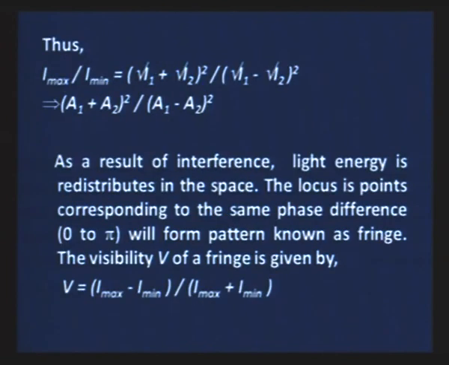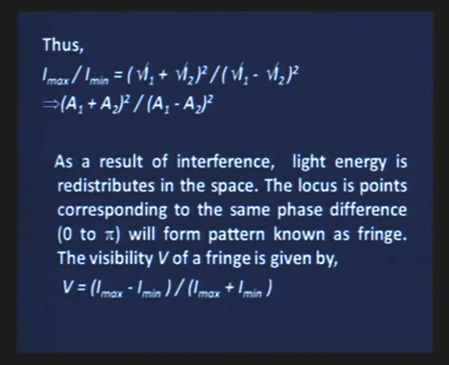So, we can find the ratio of maximum and minimum intensity in terms of intensity and in terms of amplitude. Here in interference different types of fringes are formed, and the visibility of the fringe can also be given as V equals I maxima minus I minima divided by I maxima plus I minima.